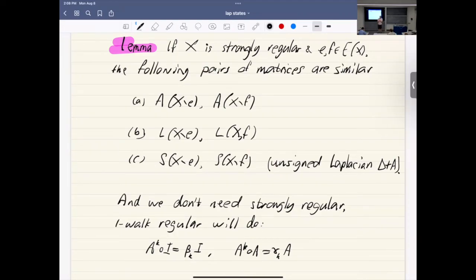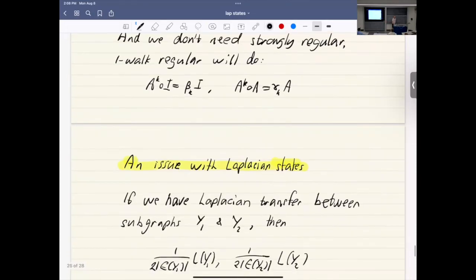And if you pick your favorite asymmetric strongly irregular graph on 25 vertices, you get 150 pairs of graphs, each of which are co-spectral in all three senses. Okay. And now we wouldn't have been asking these questions if we hadn't been thinking about the state transfer problems.